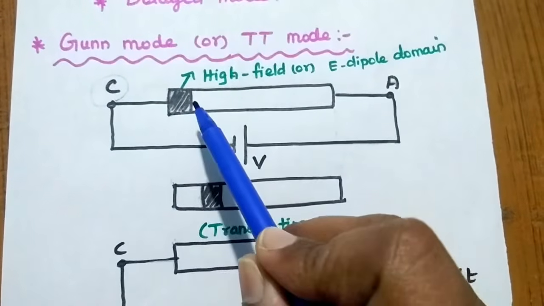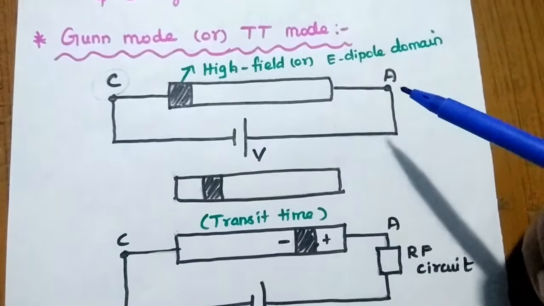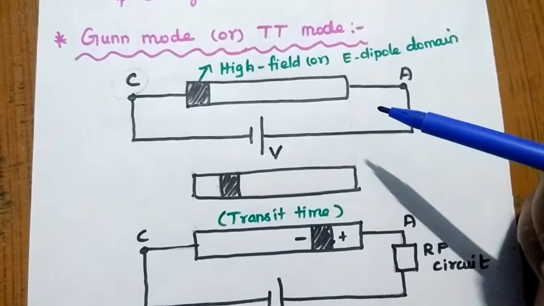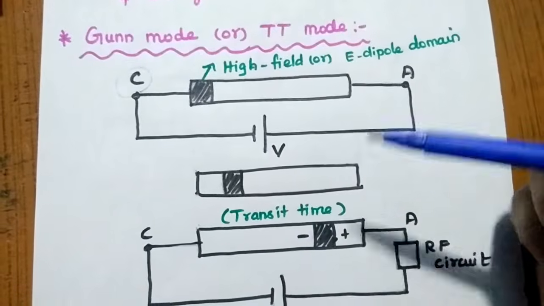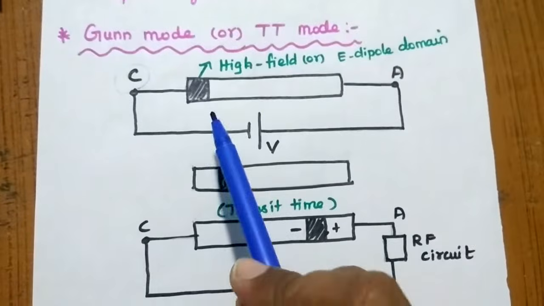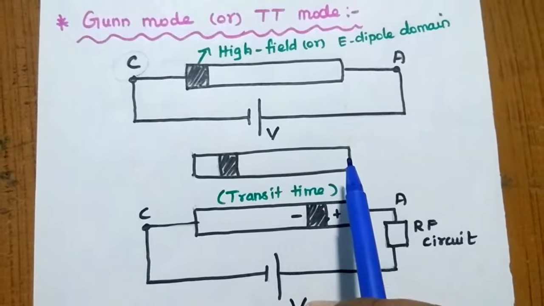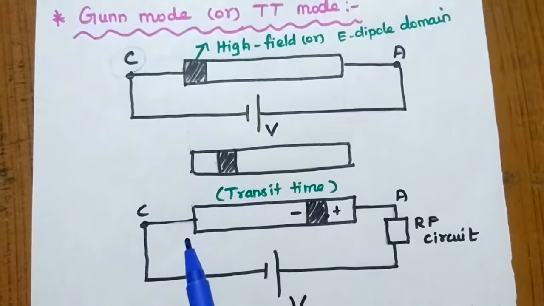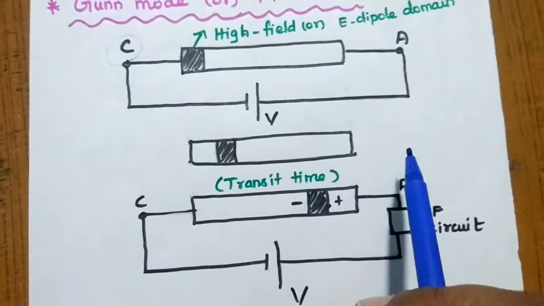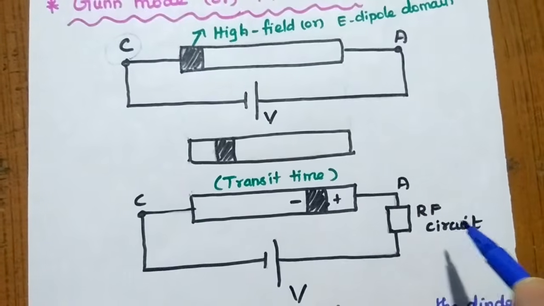So now I want to move this high field domain from this cathode to anode to create an oscillation, current conduction, right? So for that I am going to give excess electric field. In that situation, this high field domain starts moving from this cathode to anode. Okay, so here the movement of dipole domain results in a pulse of current at the output side. On this output side, I am going to connect one RF circuit.